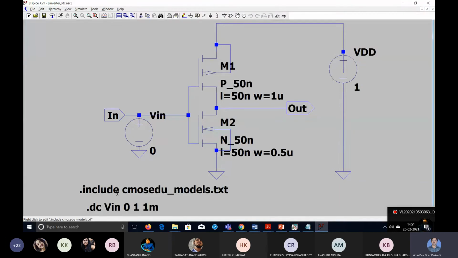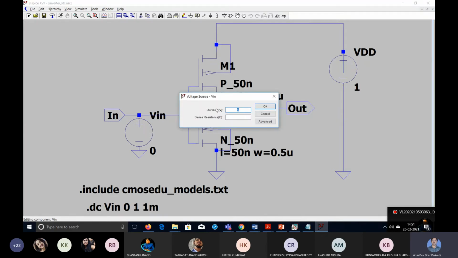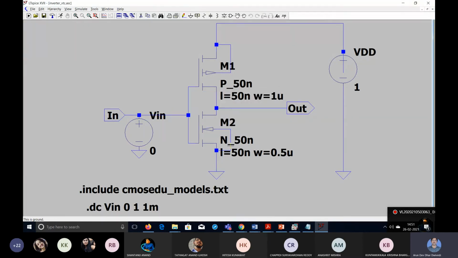The model file is also provided. This voltage source at the input is by default a DC source, and we are providing a default value of 0, and we are not going into advanced settings. We are just using the default symbol, so it is acting as a DC voltage source. This one is also a DC voltage source, and this is M1, which is the PMOS. This is the source of the PMOS, this one is the drain, and this is the gate of the PMOS.